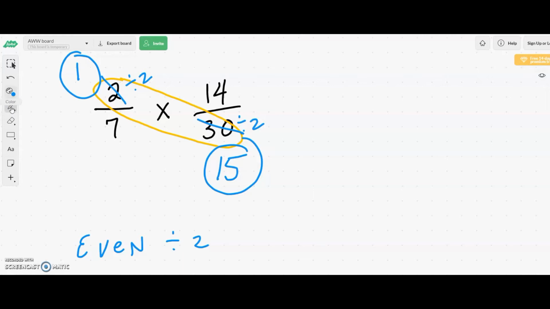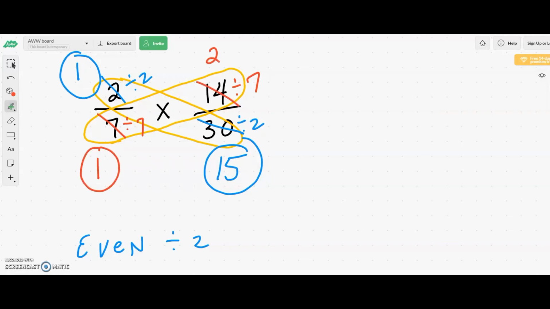Okay, now I'm going to change the color. I'm going to go back to the highlighter looking marker, and I'm going to look at the 7 and the 14. This is what we call a double cross reduction. You can make both these numbers small, the 2 and the 30 you made small. Now look at the 7 and 14. If you know your multiplication facts, you know you can divide both of these numbers by 7. They have something in common. So 7 divided by 7 is 1, and 14 divided by 7 is 2.